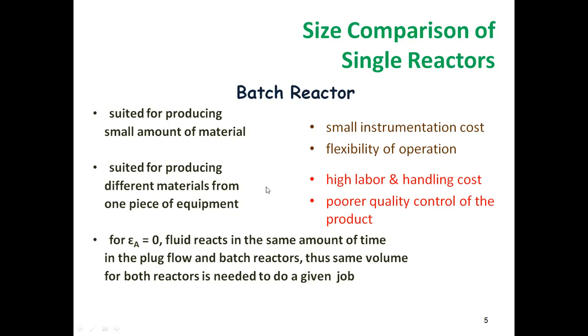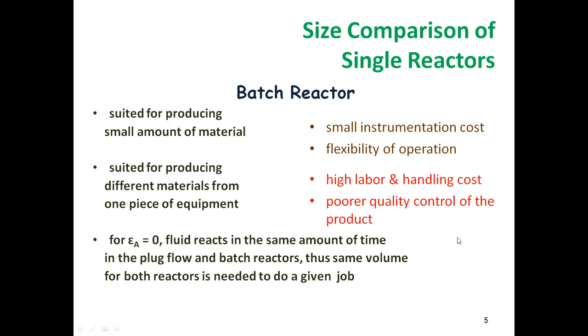Now in here we have small instrumentation costs. Oftentimes the batch reactor is just simple. So there's no intricate instrumentation that goes with it. Now, flexible in the sense, we go back to the second bullet here, flexible in the sense that you can have different sets of material processed in a particular kind of equipment or just one particular type of reactor. The downside are the ones here on the red ink.